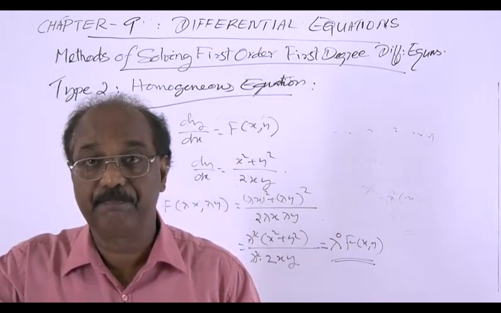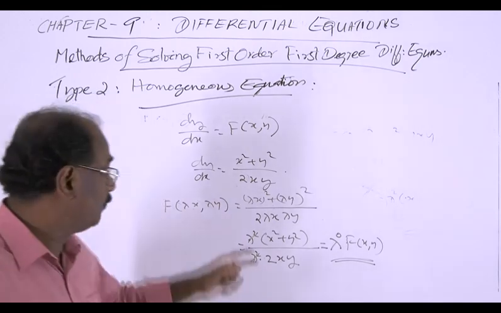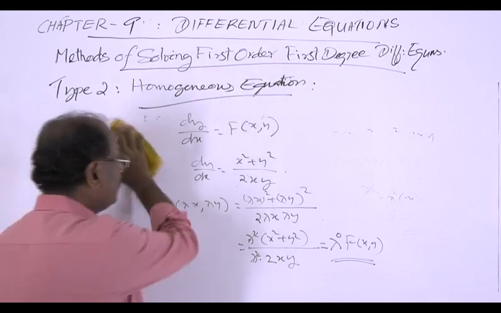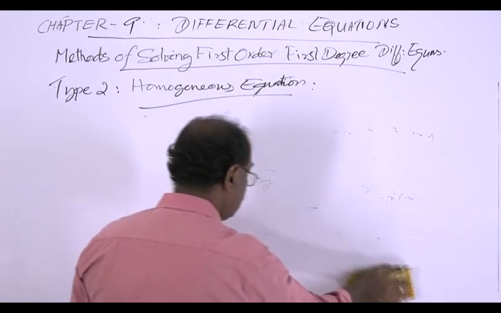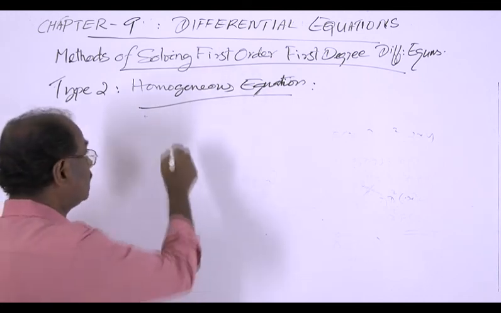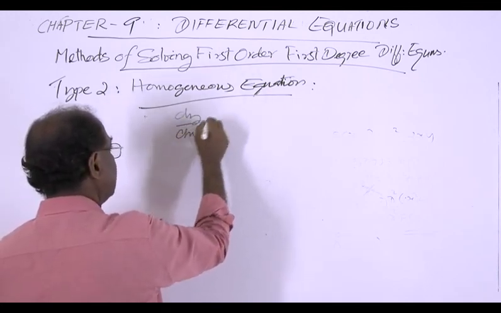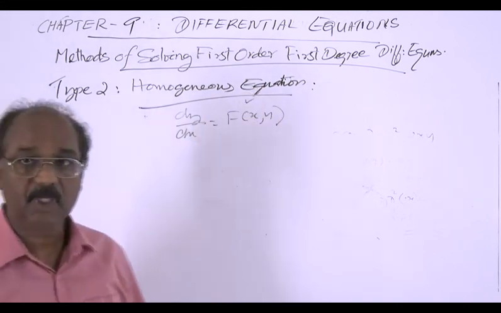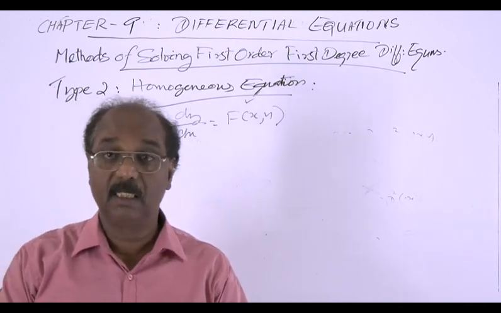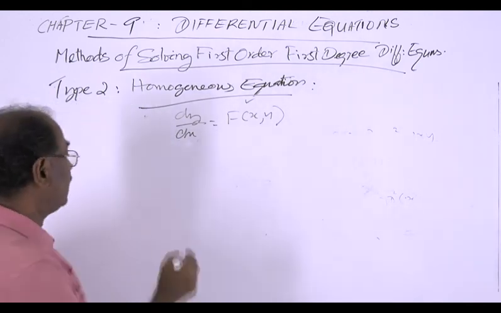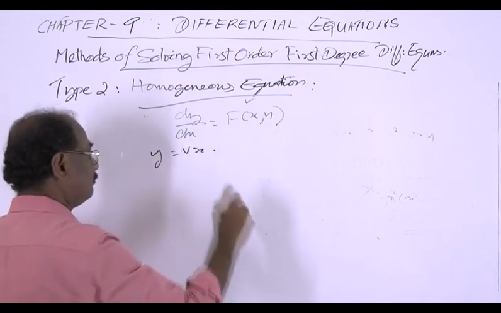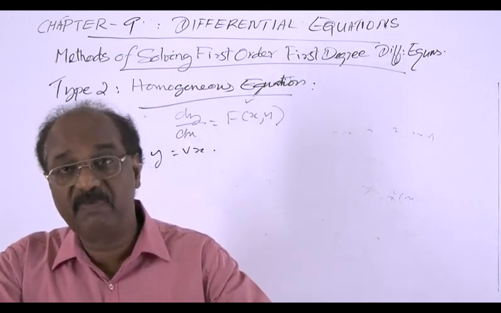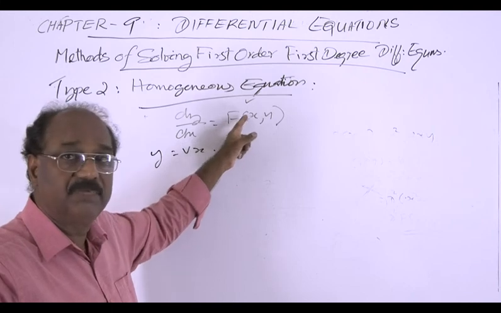And now we solve differential equations of this type, homogeneous differential equations. Suppose the given differential equation is dy by dx is equal to capital F(x, y), and suppose the function is homogeneous. Then to solve this, we make the substitution y equal to vx. Put y equal to vx in the given F(x, y).